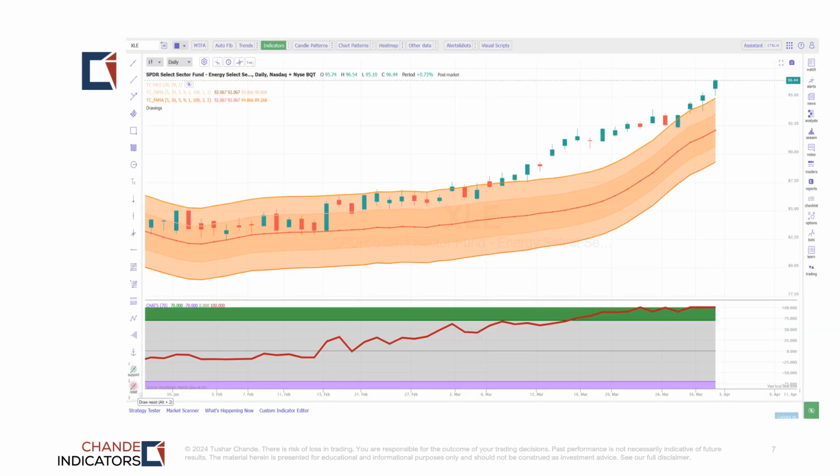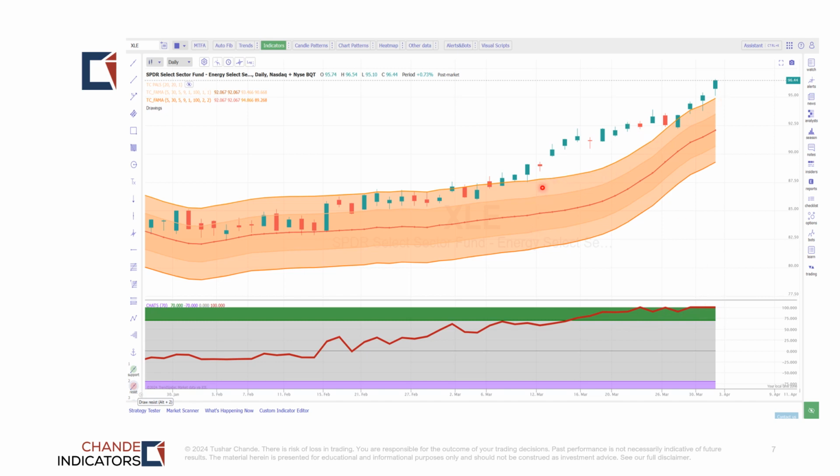This is the daily chart of the XLE energy sector spider. The uptrend is clearly visible. In the lower panel, we have the CHATS indicator, and now it's in the green region and at 100 or close to it for the past several weeks.